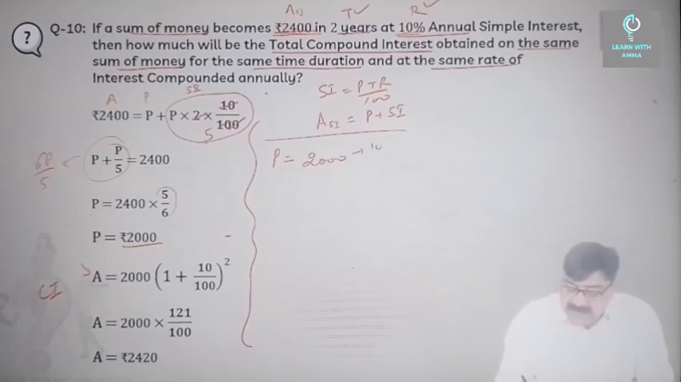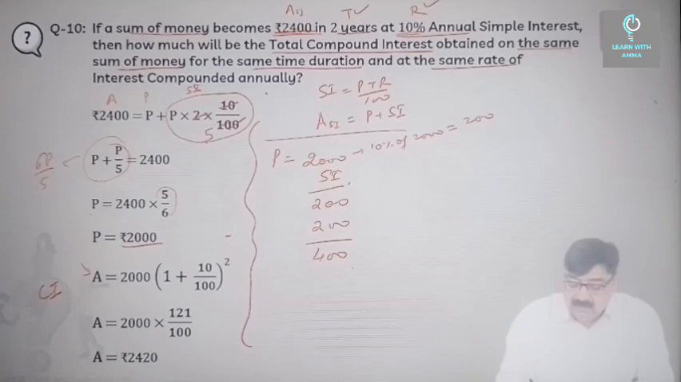Because 10% of 2000 is 200. And simple interest, if we need to find out, see 200, 200. Both the years taken together, it is 400 plus the principal amount, we will get 2400.